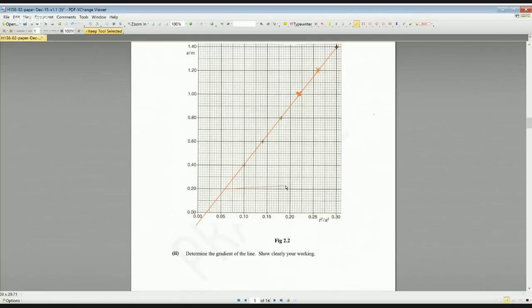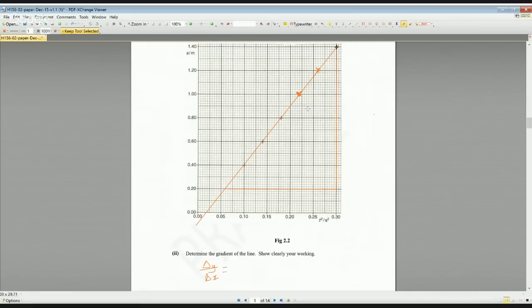So I'm going to draw my triangle here. You could draw it even bigger if you wanted to. So across at 0.2, and I'm going to draw down at 0.3, like so. And then you need to take read-offs from that. We know that the gradient of a line is delta y, the change in the y, divided by change in x, or in this case, change in s over tangent t squared.